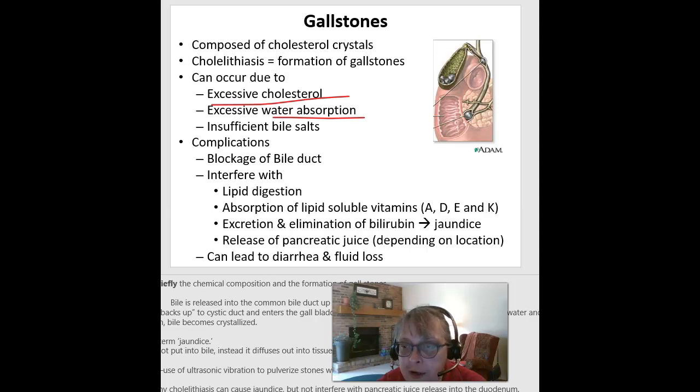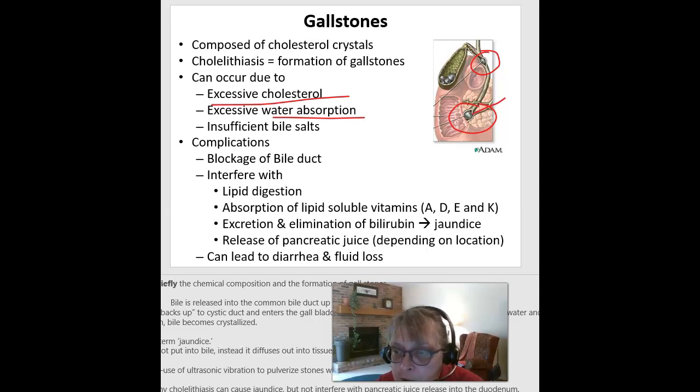Here's a picture that shows blockage of the common bile duct superiorly. And here's another example, of a gallstone that made it all the way down to the hepatopancreatic sphincter. This would impair pancreatic juice from getting into the small intestine if it wasn't for the presence of this accessory duct, which you can kind of see up here. But ultimately it would interfere with lipid digestion because the bile can't get into the small intestine.